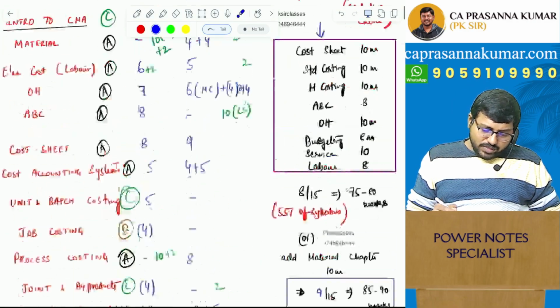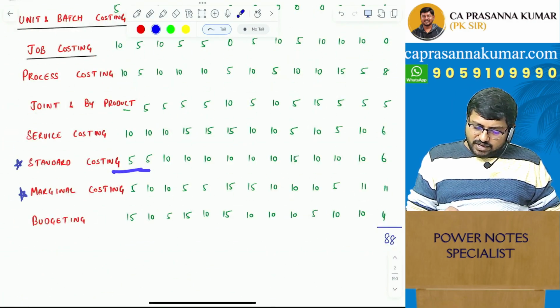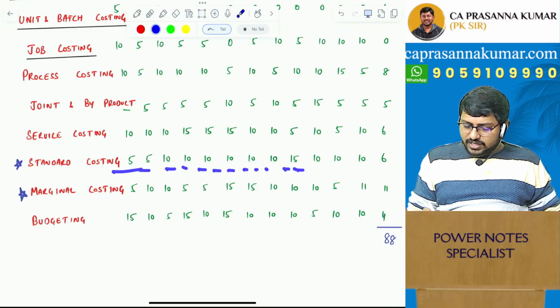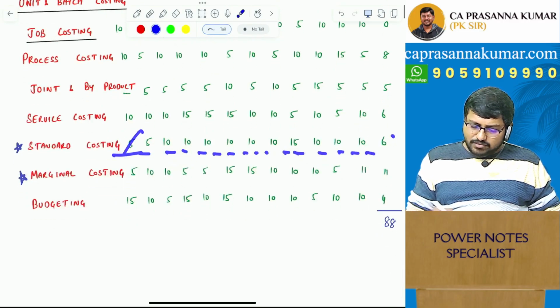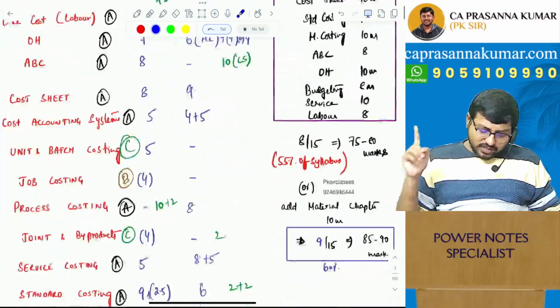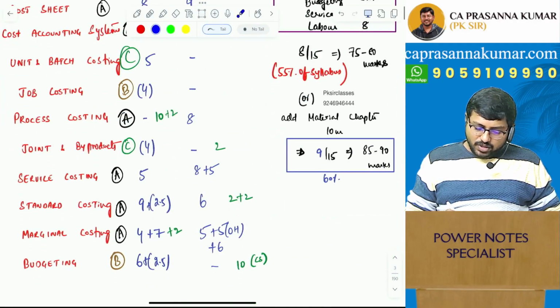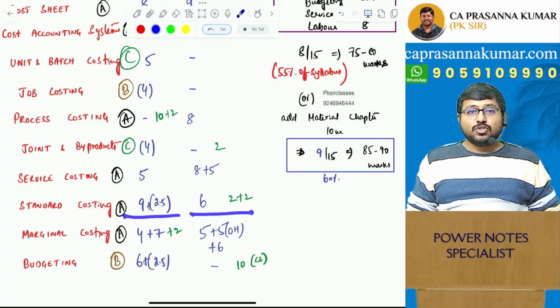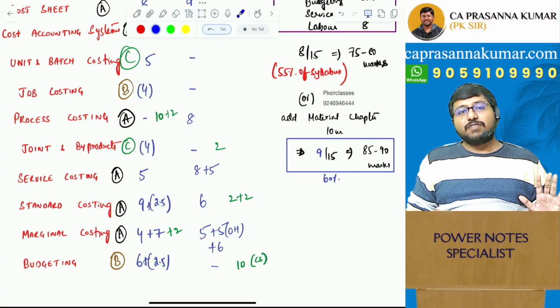Right, after that, what do we have? Standard costing, yeah, my favorite. 5, 5, 10, 10, 10, 10, 10, 10, 10, 15, 10, 10, 10, almost except 2, 3 attempts, it's 10 or more. Last but one attempt, 11.5. Last attempt, 10. So which means on an average, compulsory you'll get it for 10 or more.